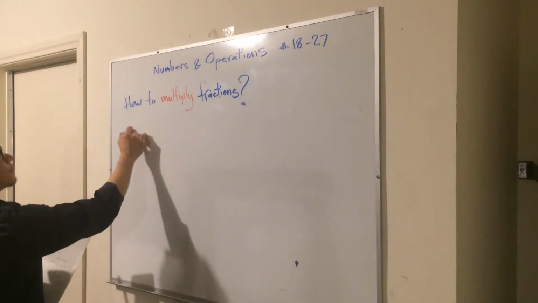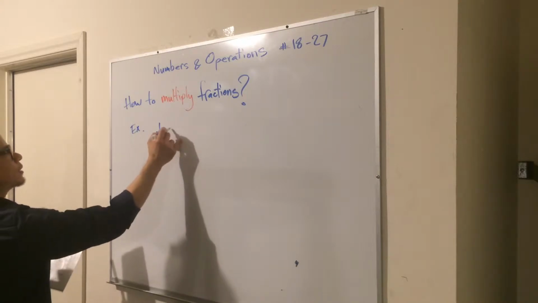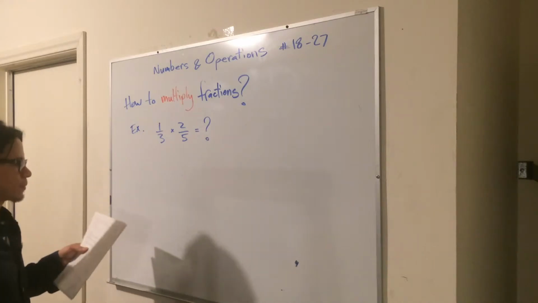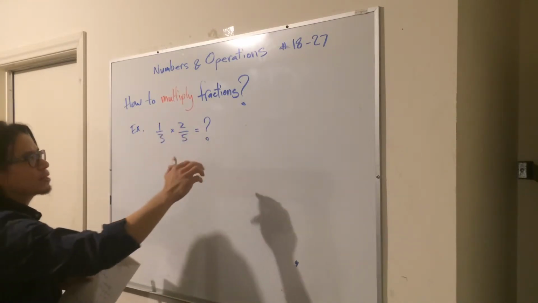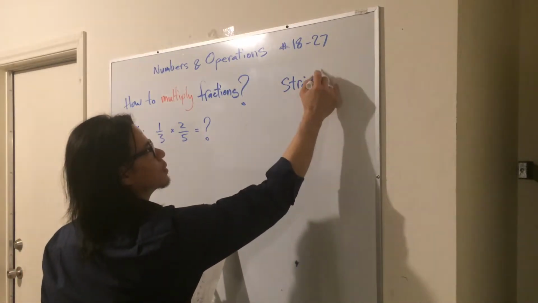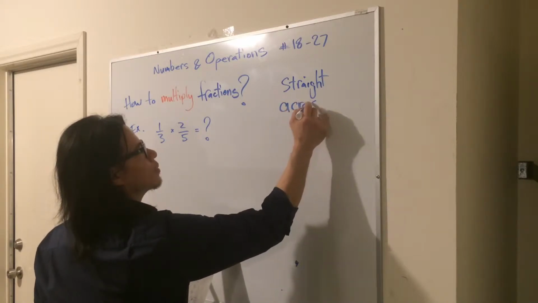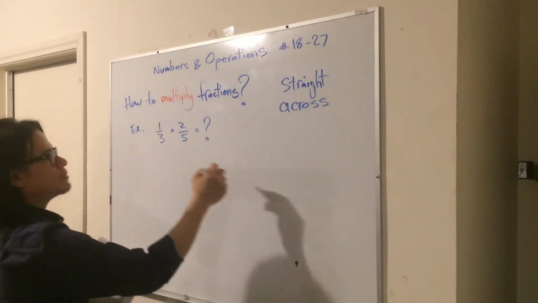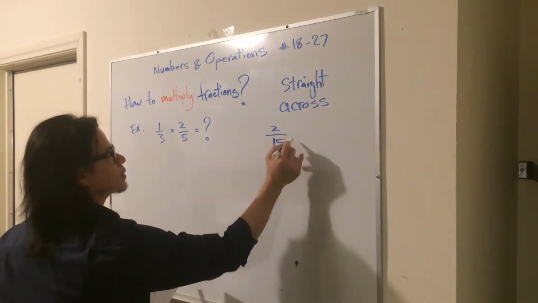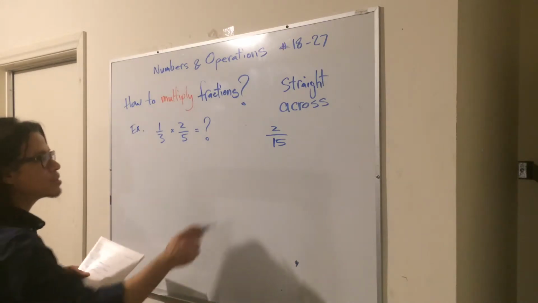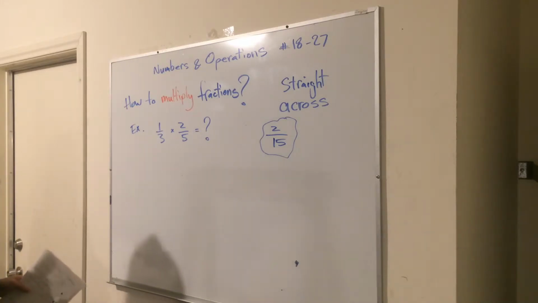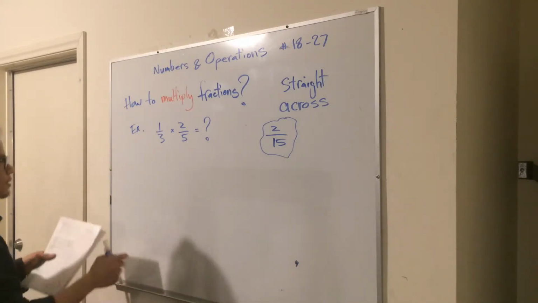Okay, so for an example, let's look at 1/3 times 2/5 equals what? To multiply fractions, we do it straight across. In other words, take 1 times 2, 3 times 5. There it is. Simple as that. I'm not going to go into much more detail, because it's just straight across.